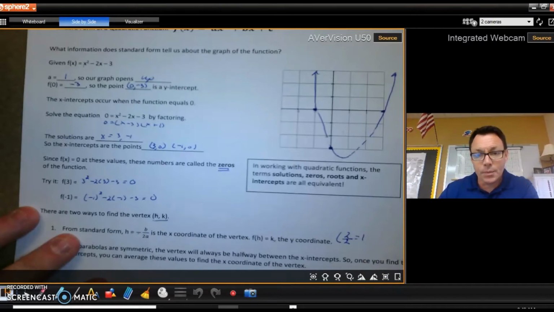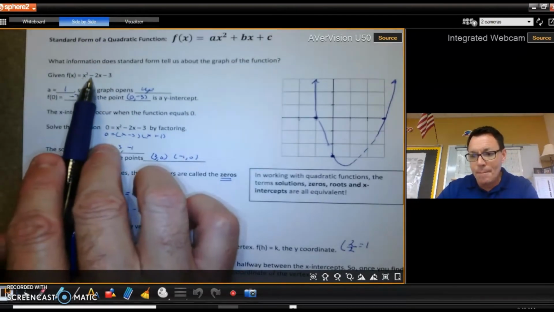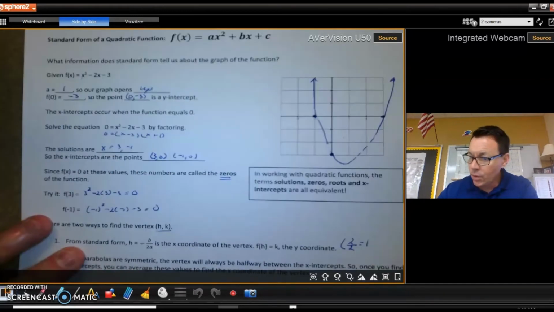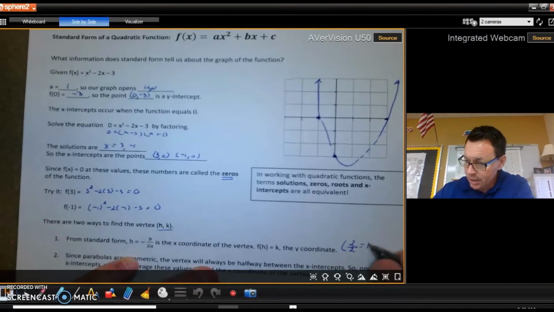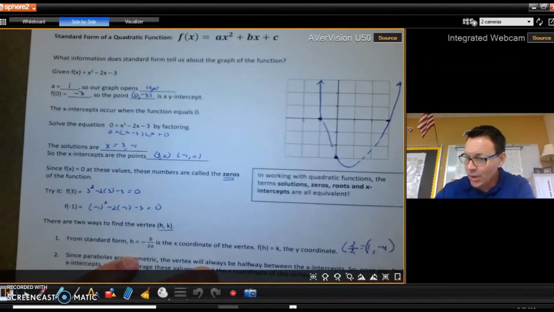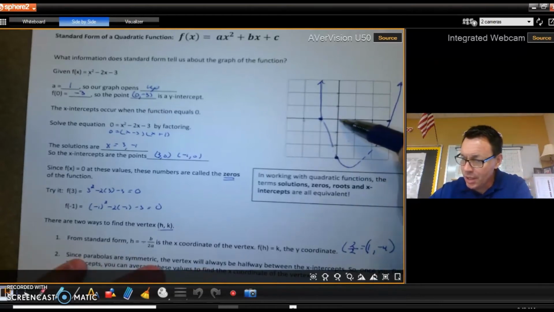Okay? Now, how would you find the k value? How would you find the y associated with that x? Well, you would plug it in. If you plug in the x value of 1 and solve this, so that's going to be 1 minus 2, so now we're at negative 1, minus 3, now we're at negative 4. So the point (1, negative 4), let me put my parentheses here since I did some more math, is going to be our vertex, which is pretty close to what I approximated here. This is 1, 1, 2, 3, 4.